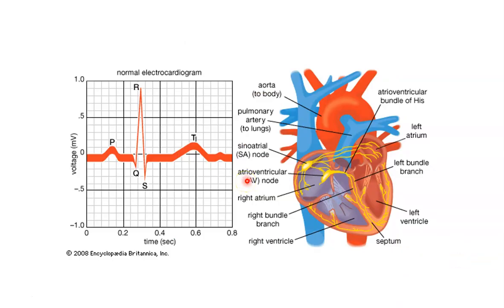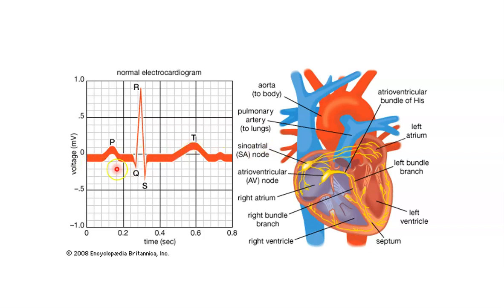Okay, so when these cells contract, they generate electricity, and we can measure that electricity. Remember we talked about action potentials and the movement of ions. That's what's happening here. When the heart cells contract, they're having an action potential, and ions are moving. That means electricity, and we can measure that electricity.